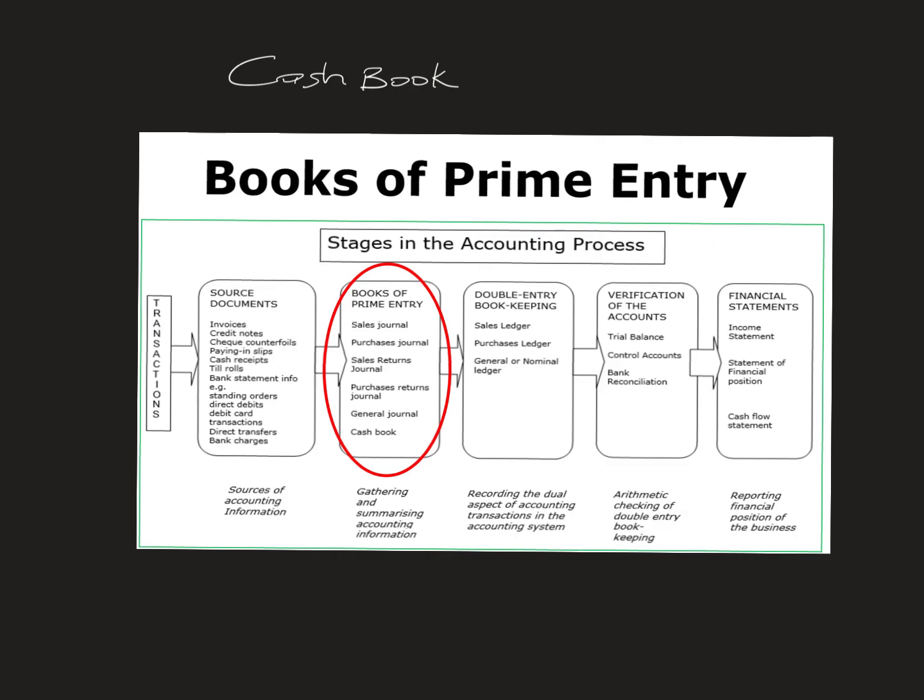create source documents, and then those source documents are then sent on to what is known as the books of prime entry. So the source documents are used for making entries in various books of prime entry. The session today will be focusing on just the cash book element, which is here. Now, transactions come in various forms. But the transactions which go to the cash book, these are referred to as cash transactions.